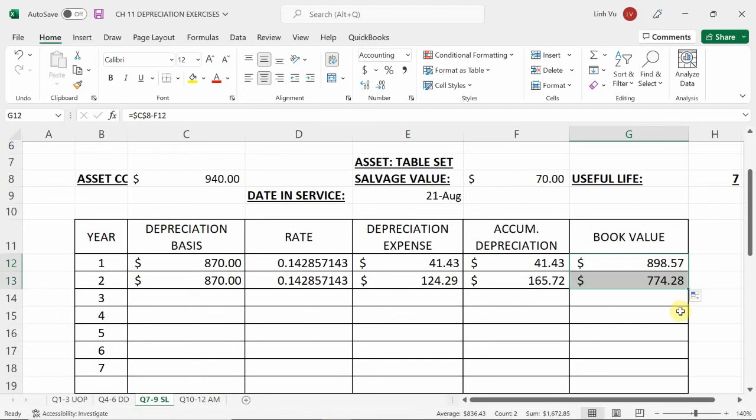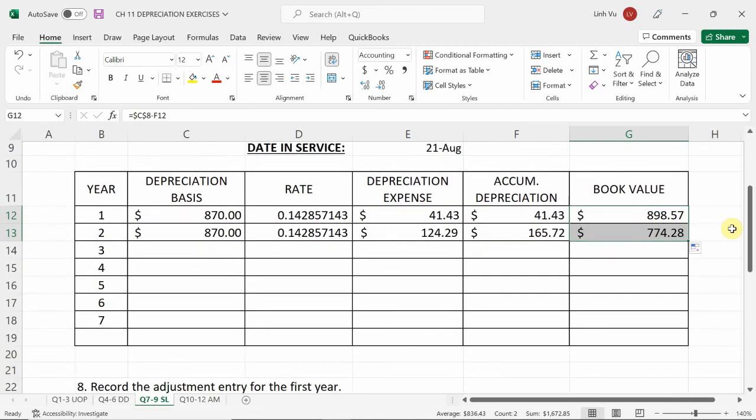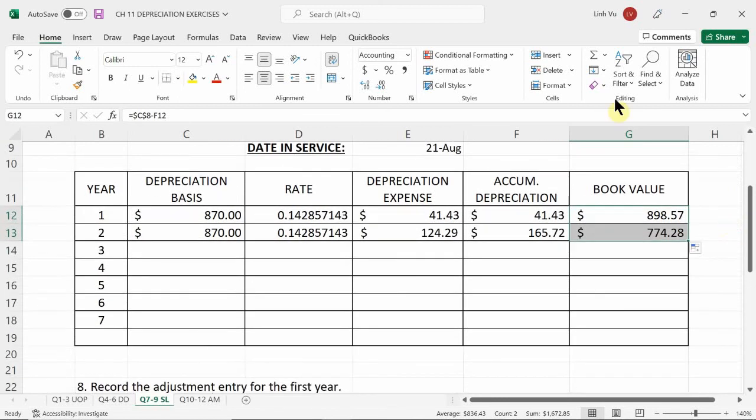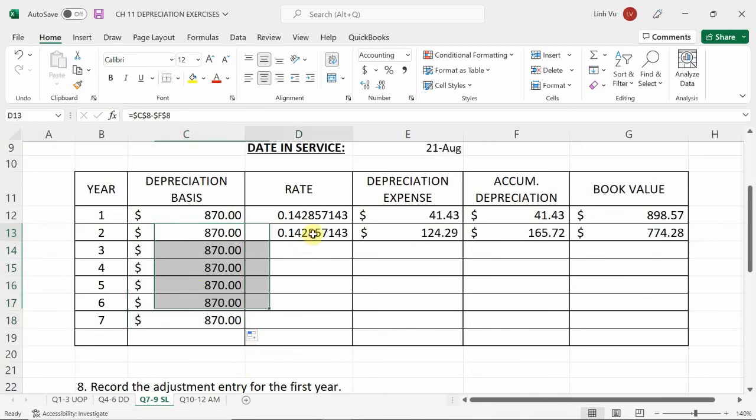Okay. Depreciation basis for year 3. $870. Yep. It's still going to be the asset cost minus salvage value. So in this case, all 7 years is going to be the same. What about the rate? It's going to be the same.